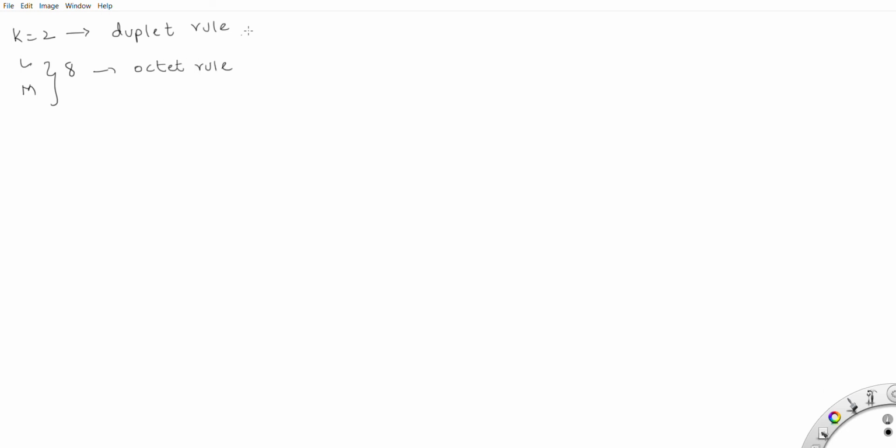According to the duplet rule, it states that elements can have two electrons in their outermost shells. And the same goes for the octet rule. However, it states that they can have eight electrons in their outermost shells.